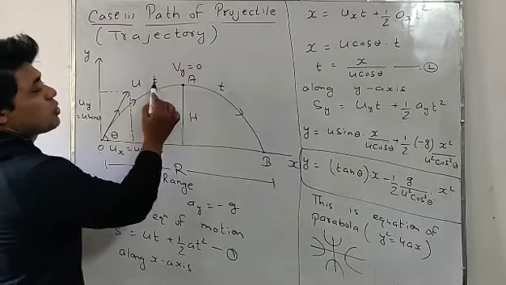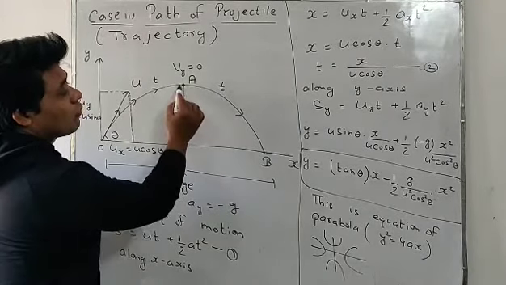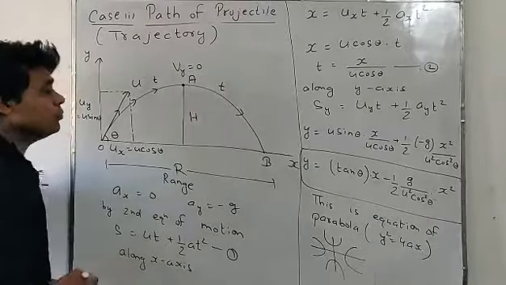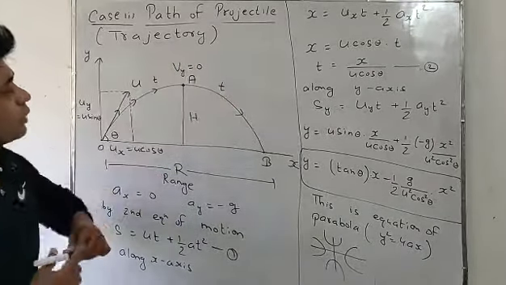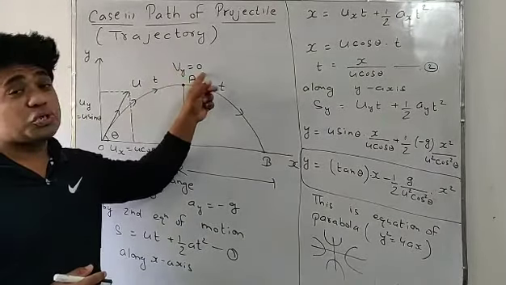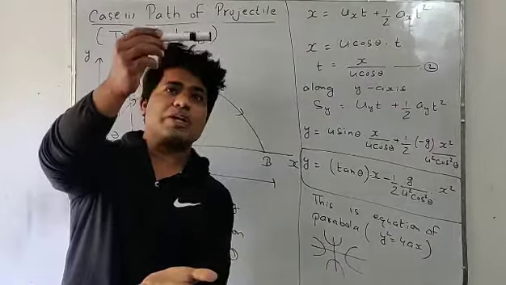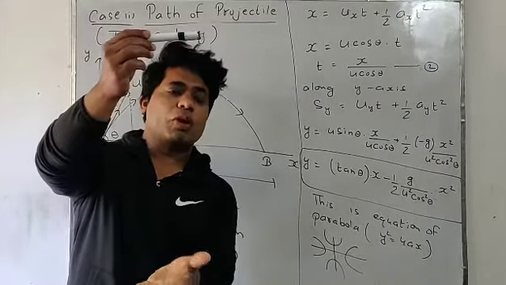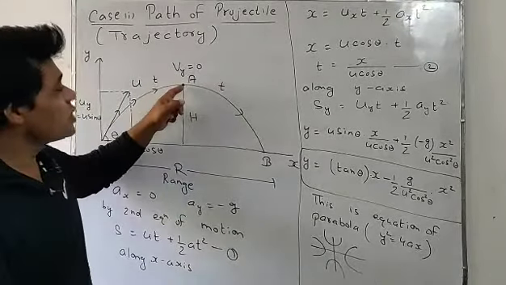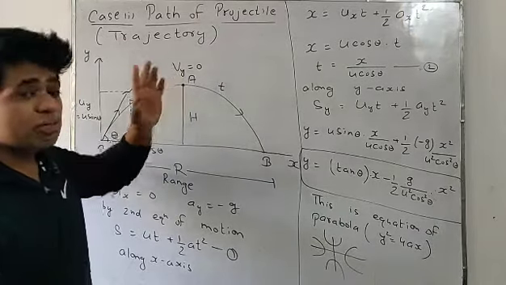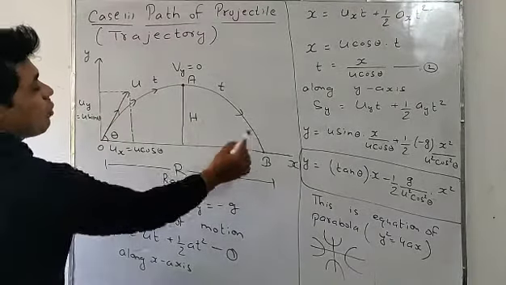The time taken to reach the highest point is called the time of ascent. The time taken to come down again to the ground from the highest point is called the time of descent. When the object reaches the highest point, it stops and then returns. That's why its final vertical velocity is 0. Vy is the final vertical velocity. Whenever we throw an object upward, it attains the highest point, stops for a fraction of a second that we cannot see, and returns to the ground. So at the highest point, the final vertical velocity will be 0. This is the range, this is the height, and the total time is called the time of flight.